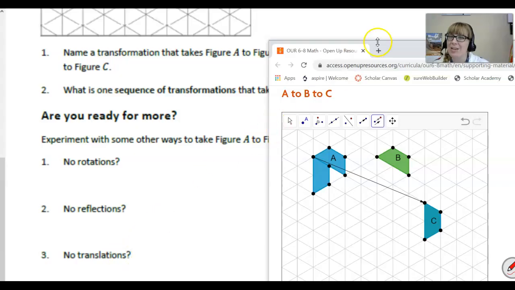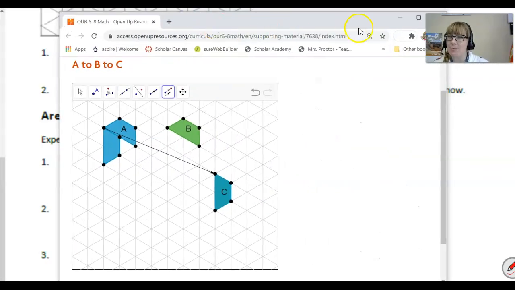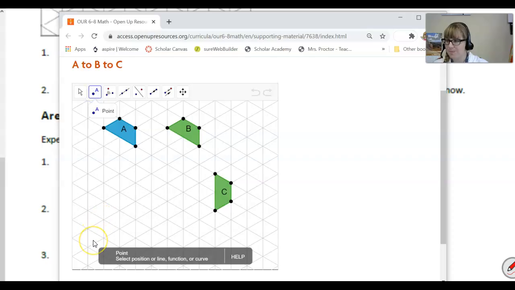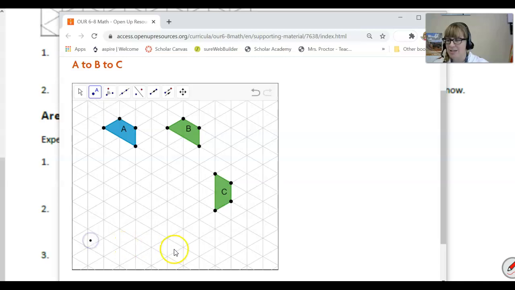The no translations one is more challenging. It is definitely possible, but it's not as easy or obvious right here in this applet. In order to move this into position C without doing any translations, you can do a series of reflections, as we already observed. Reflect, reflect, reflect. We can also do a rotation, and I'm not going to be perfect at this. This is not going to work exactly the way that I want it to. I'm going to say it's roughly here-ish, and I'm just estimating, so this is probably not going to work out perfectly.